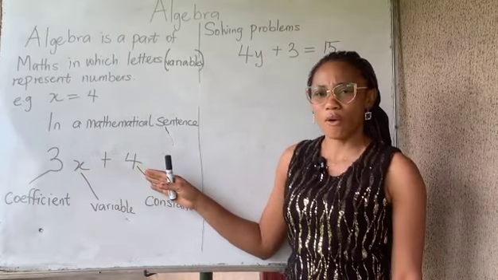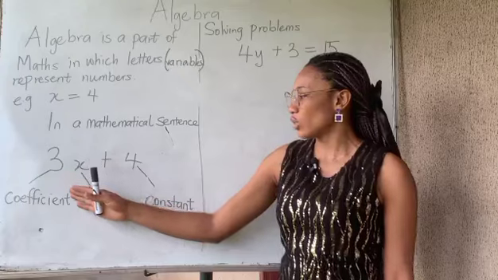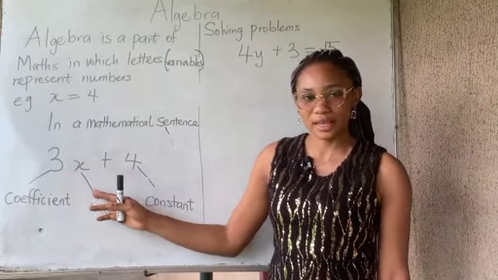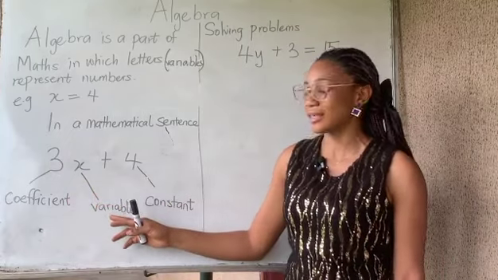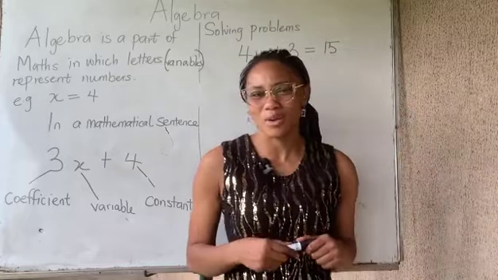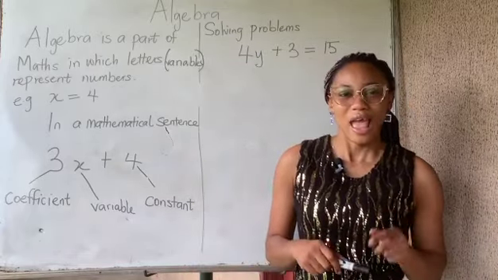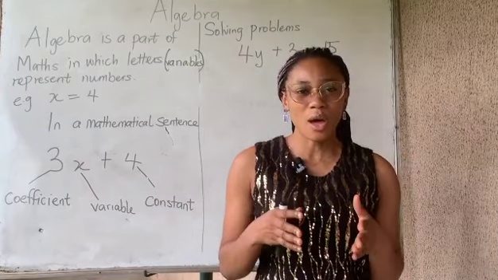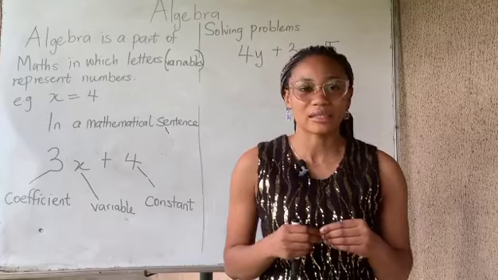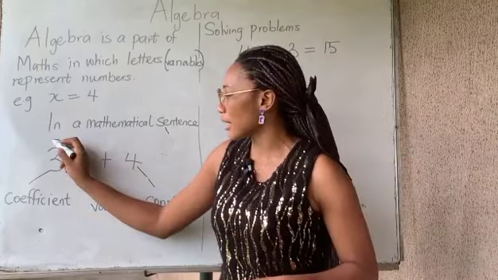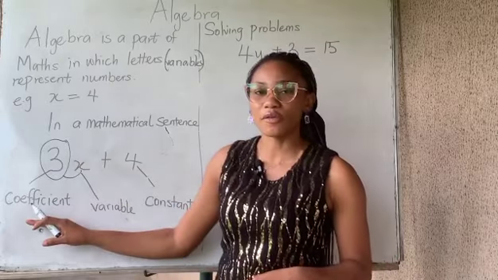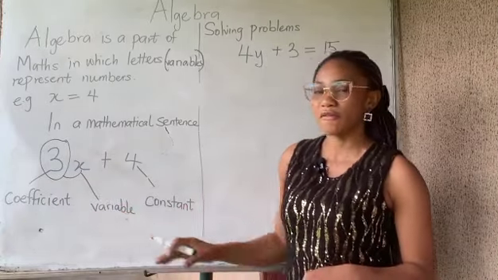3x plus 4. You can see that I have shown you the parts in this mathematical sentence, where 3, close to x, is the coefficient and x is the variable. 4 becomes the constant. You might be asking, what's a coefficient? Well, a coefficient is a number that is attached to a variable, just as our 3 is attached to x. We have that 3 becomes the coefficient and x becomes the variable.